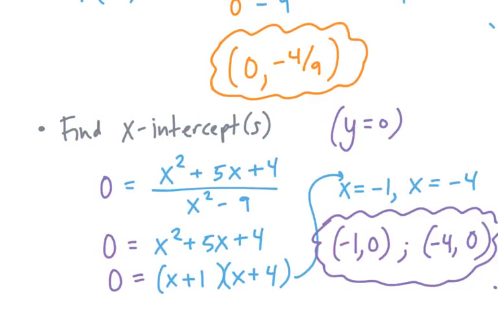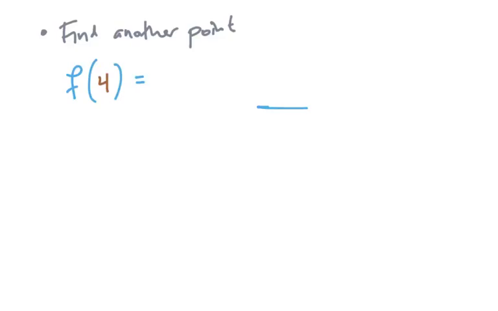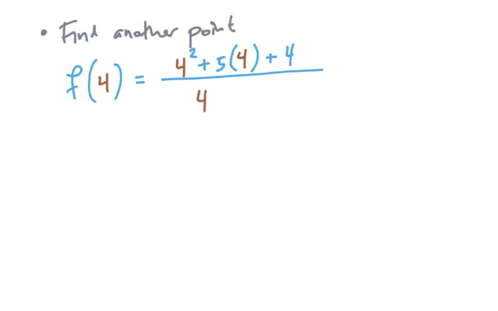So I'm going to go find another point. And this is where my process could look a little different from yours. So I'll pop over here and find another point to get a better description. Let's just plug 4 in. So f of 4 means plug in 4 for all the x's in this function. So our original was x squared, so 4 squared, plus 5 times x, so 5 times 4, plus 4, divided by x squared, so 4 squared, minus 9. I'm just plugging in 4 for all the x's.